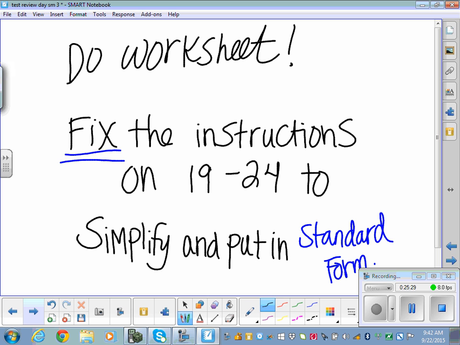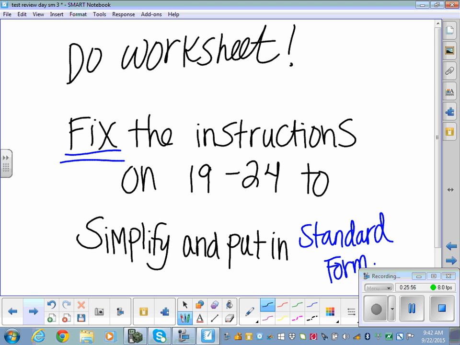Now fix the instructions on 19 through 24. It says multiply, but you're not going to necessarily be multiplying all of those. Some of those you're going to be adding and subtracting. I meant to change that to just simplify. So just don't be like, oh, it says multiply, so I'm going to ignore the fact that we're not multiplying. Do what you're supposed to do there. Does that make sense? It says multiply, but half of them you're adding and subtracting.